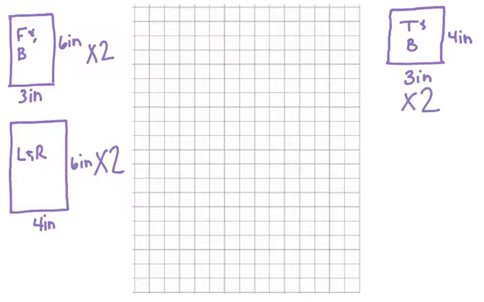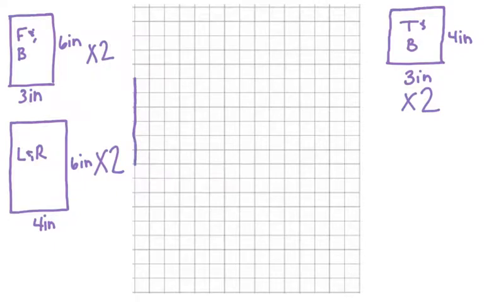Okay, so I'm going to start with the left and right sides of my box because they're going to flap back toward me. Both the left and right sides of my box are 6 inches tall. So on my graph, I'm going to find a place where I can put a box that's 6 inches tall. So I've got 1, 2, 3, 4, 5, 6. Okay, they're 6 inches tall.